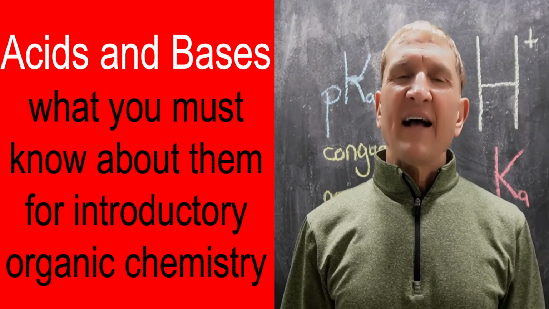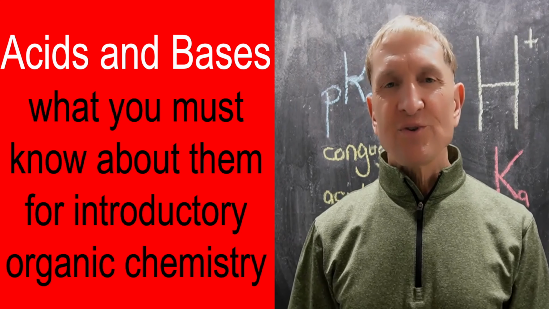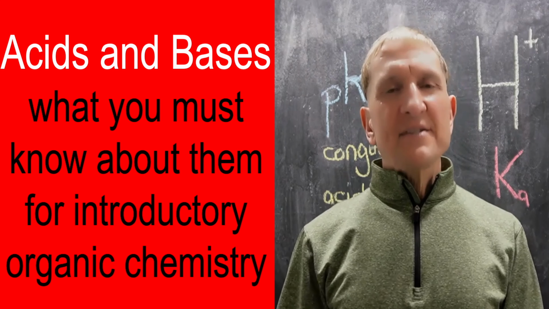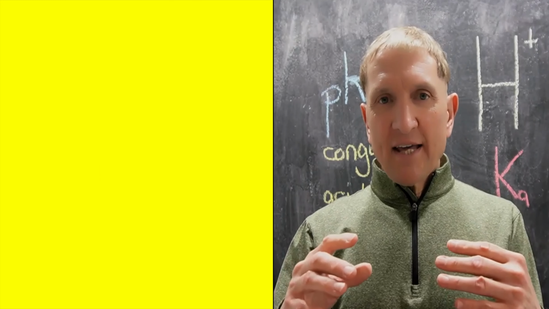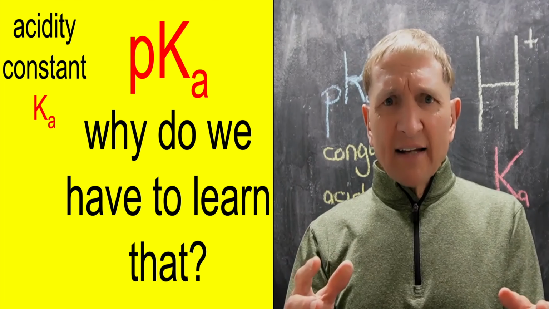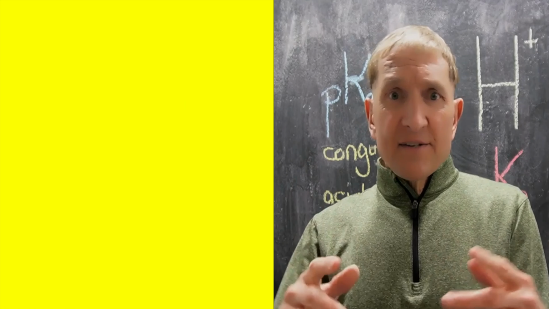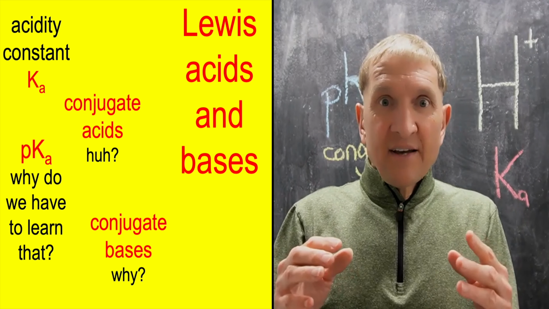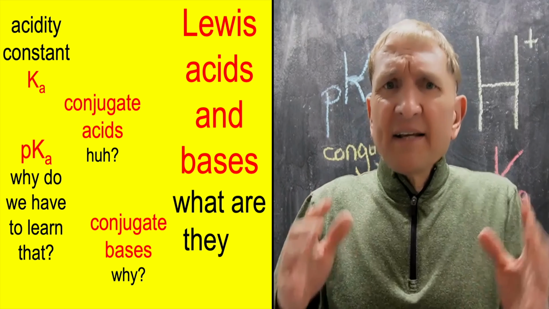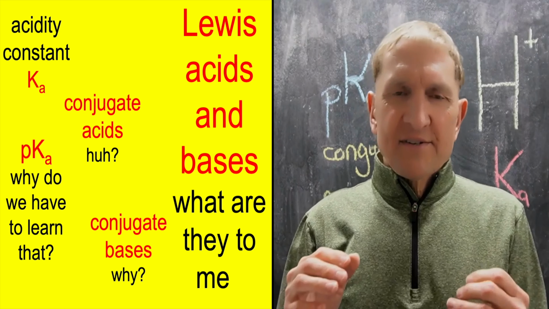Whenever I teach acids and bases to undergraduate students, it's easy for me to get caught up in the jargon. Ka, acidity constant. Okay, pKa, why do you need that? And then conjugate acids and conjugate bases, Lewis acids and Lewis bases. What's going on? What's really important about this stuff, and why do we need to learn it? How do we ever apply it in chemistry and in science in general?